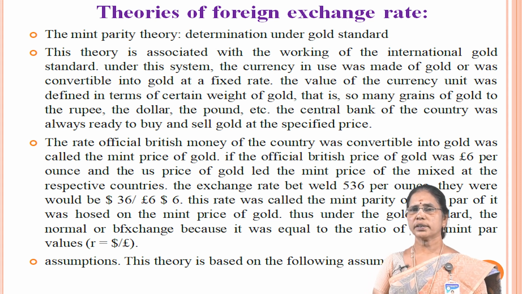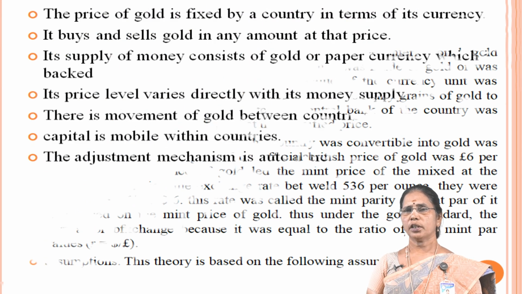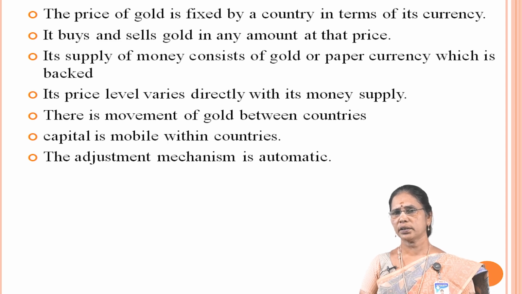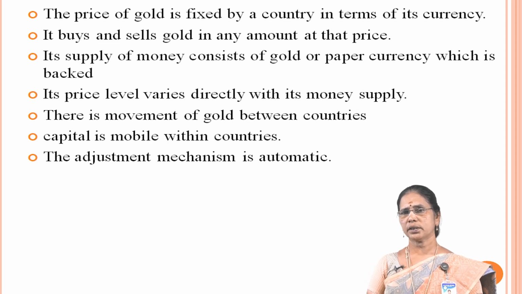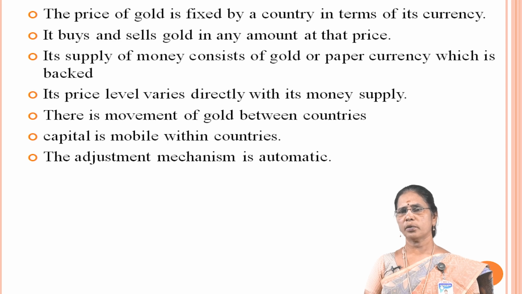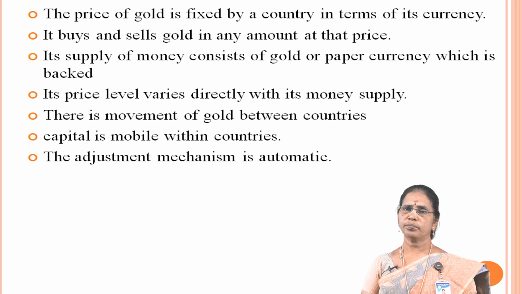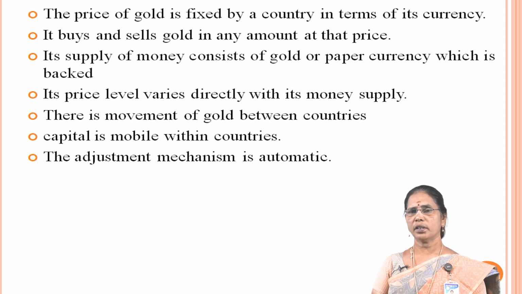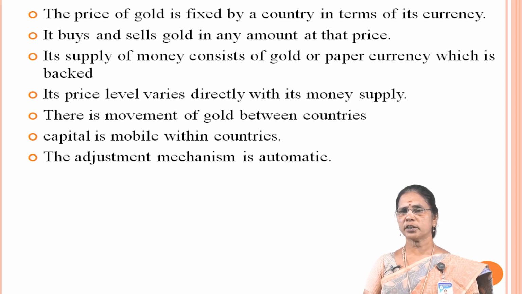Now we have to see the assumptions of this theory. This theory is based on the following assumptions. The price of gold is fixed by a country in terms of its currency. It buys and sells gold in any amount at that price. Its supply of money consists of gold and paper currency which is backed by gold. Its price level varies directly with its money supply. There is movement of gold between countries. Capital is mobile within countries. The adjustment mechanism is automatic.